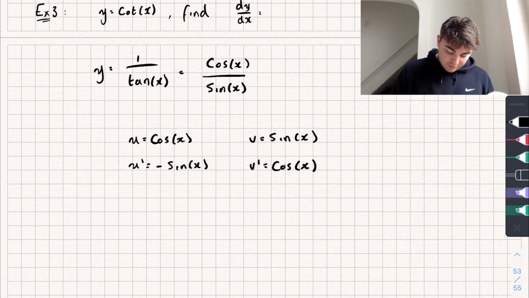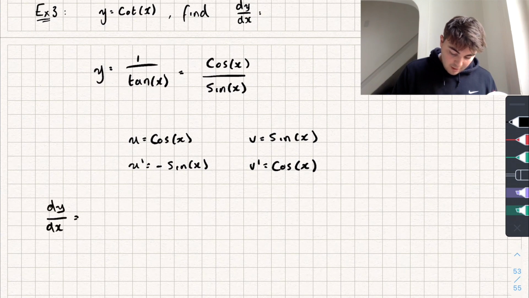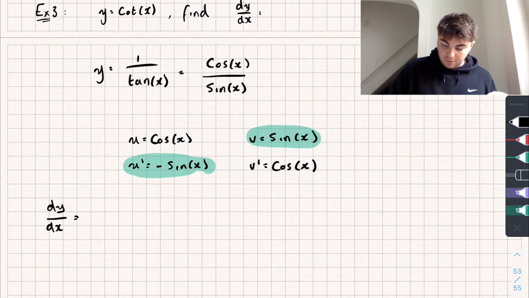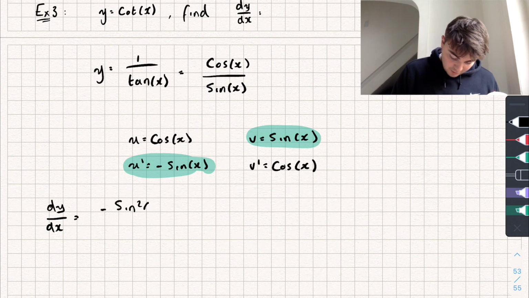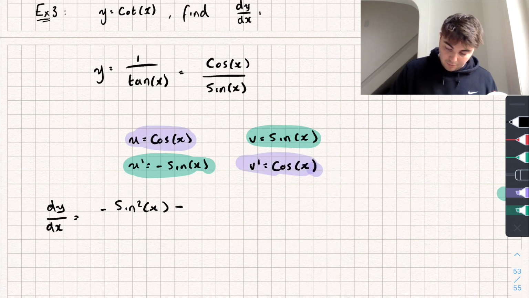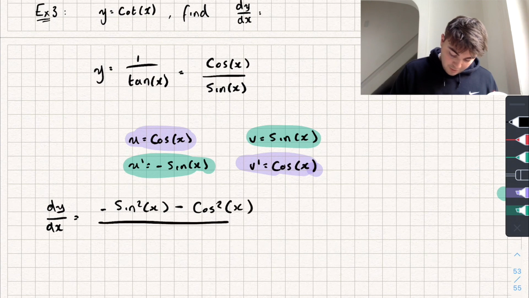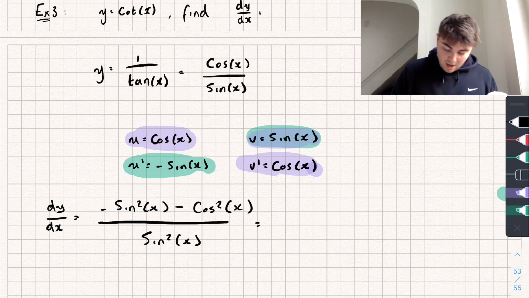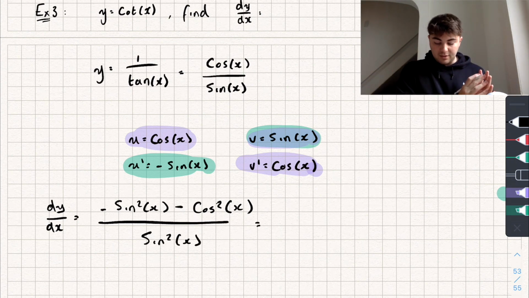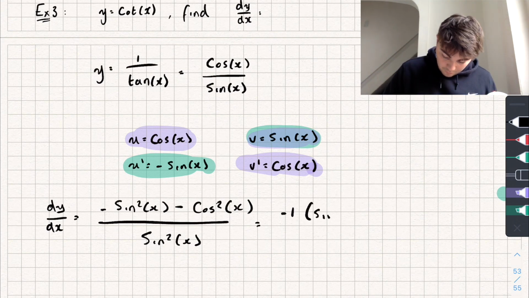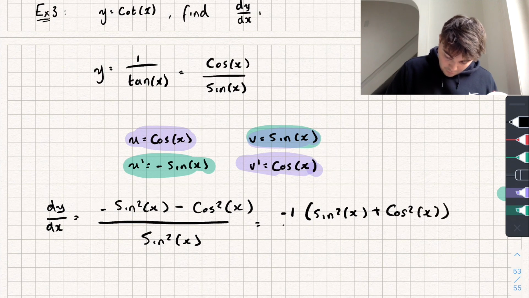So putting this all into the quotient rule to find dy by dx, we take the function v multiplied by the derivative of u, so that's negative sine squared x, and then we subtract from that the function u multiplied by the derivative of v, which is subtract cosine of x, or cosine squared of x, sorry. And that's all divided by the function v squared, so that's all over sine squared of x. Now from the numerator we could factorize out that negative 1, so we would get negative 1 times sine squared of x plus cos squared of x, and that's all divided by sine squared of x.